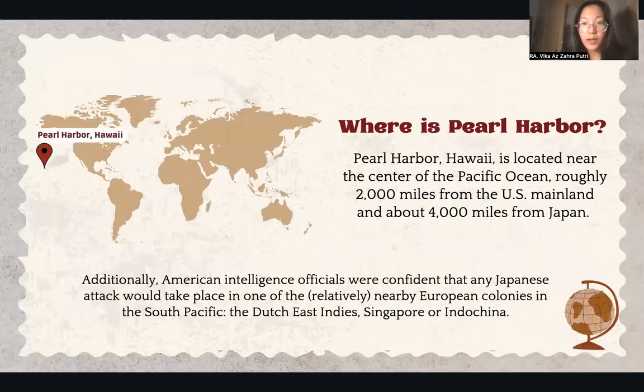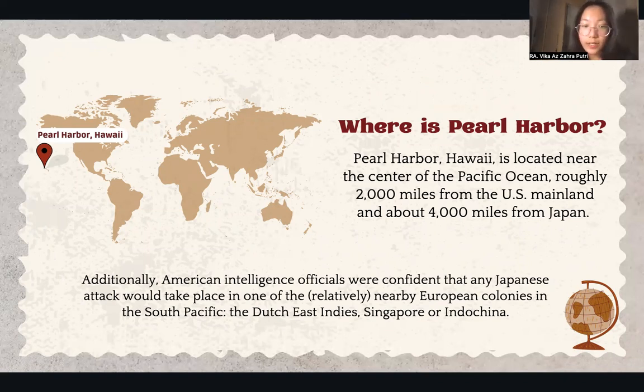So, where is Pearl Harbor? Pearl Harbor, Hawaii, is located near the center of the Pacific Ocean, roughly 2,000 miles from the U.S. mainland and about 4,000 miles from Japan.